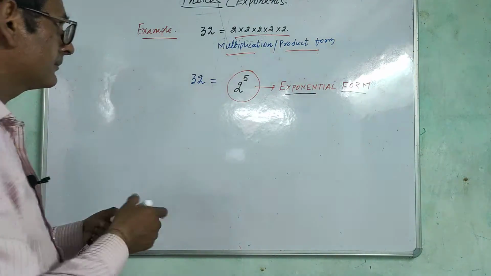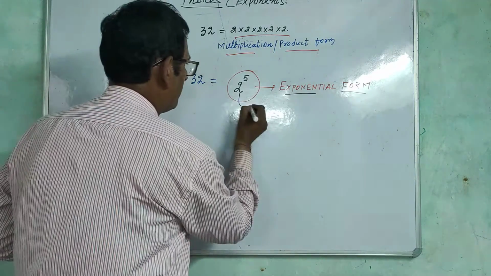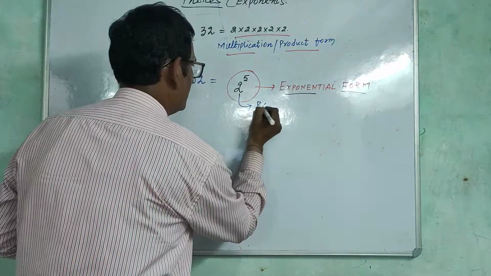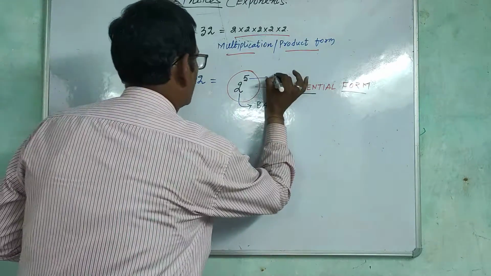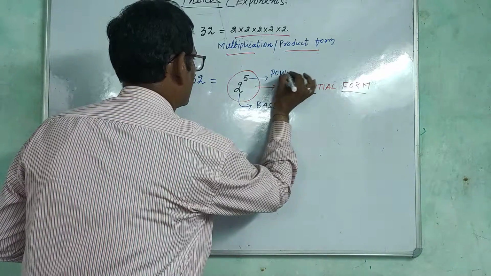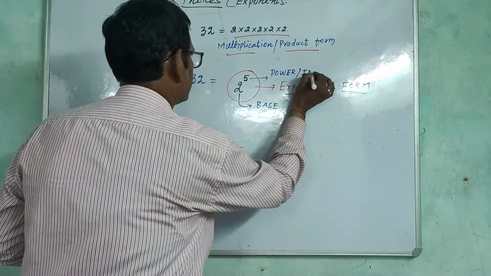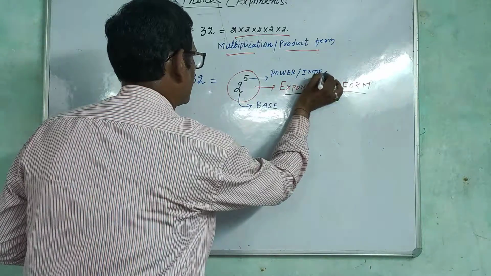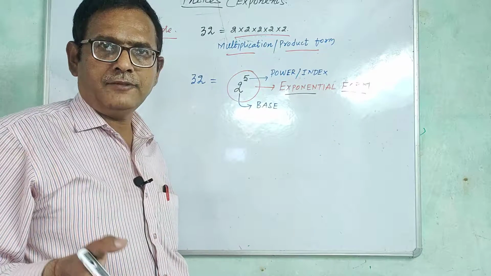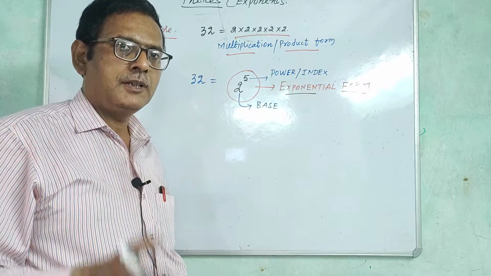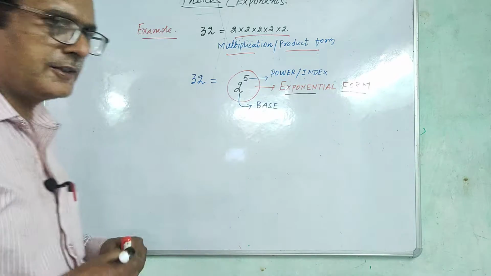In this, 2 is called base, and this 5 is called power, or we can also call it index, and the entire thing is called 2 raised to the power of 5 or simply 2 to the power of 5. That means 32 can be written as 2 raised to the power of 5 in exponential form.